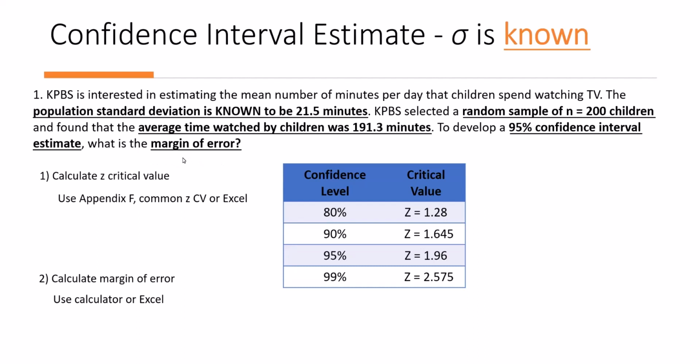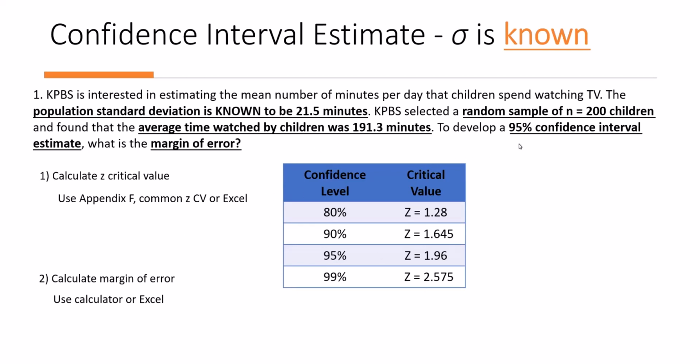So the way I set up the slides is I'm going to walk through the different steps to approach this problem, and I'm also going to include the different Excel formulas that you would need to use to, for example, calculate the margin of error. So step 1 is we need to find our Z critical value. We could do that in 3 ways. We could use Appendix F from the textbook. You could use your common Z critical values, which is right here, or you could use Excel.